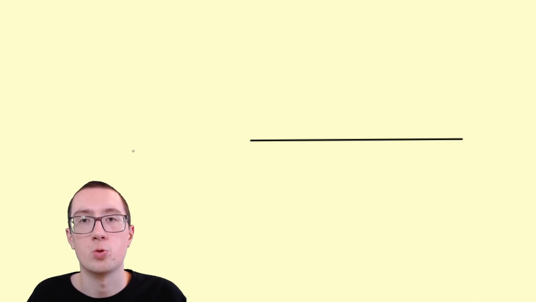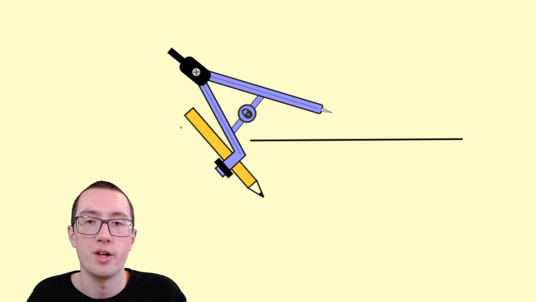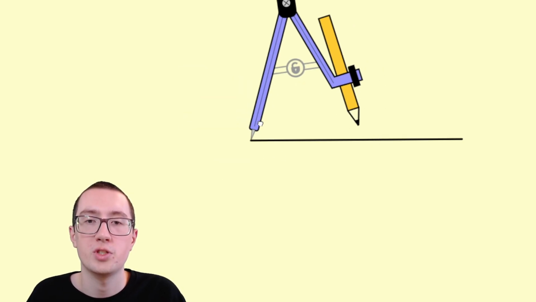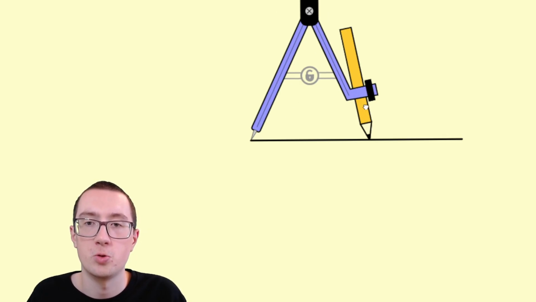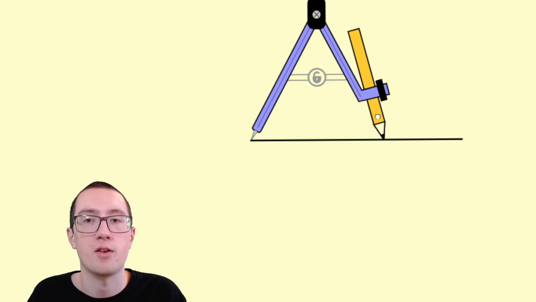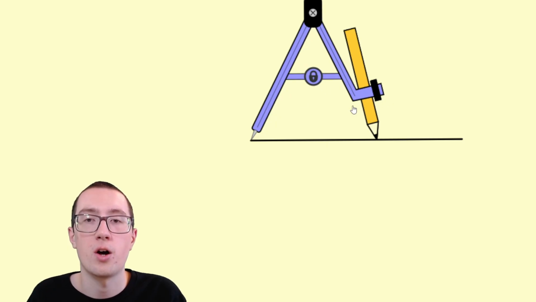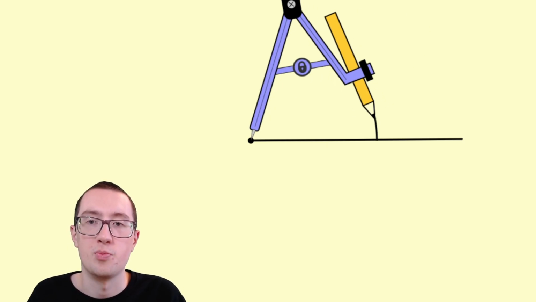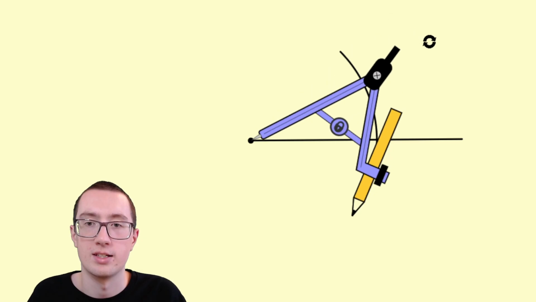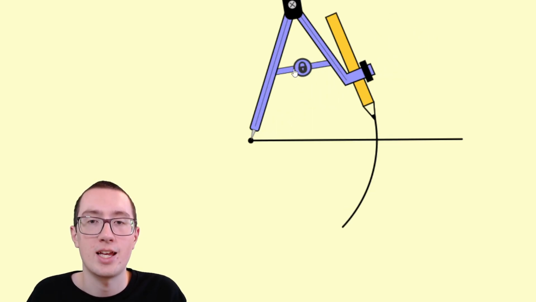Now our next step is to draw two arcs, and we're going to do that with our compass. So I'm going to put the compass point right here on the left side of our line, and I'm going to spread it out a little bit more than halfway, right? And we're going to lock our compass. And we just need to make a big arc. So like this.